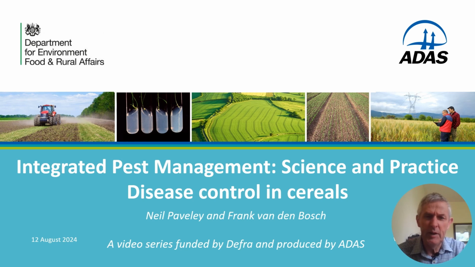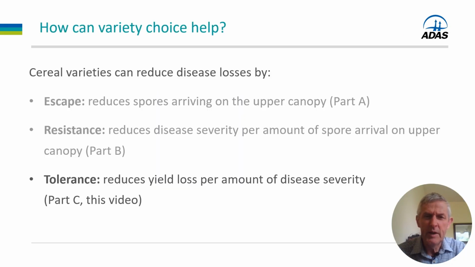In this video on integrated pest management, we're going to take a look at how the tolerance of varieties to disease can reduce the losses caused by disease. And we need to be clear right from the start that although tolerance is sometimes used as a synonym for resistance, here we're using tolerance in its strict sense to mean the ability of a variety to maintain yield despite the presence of disease.